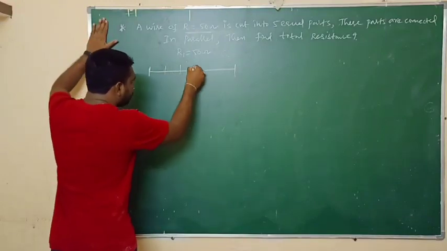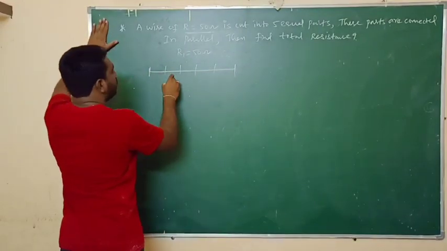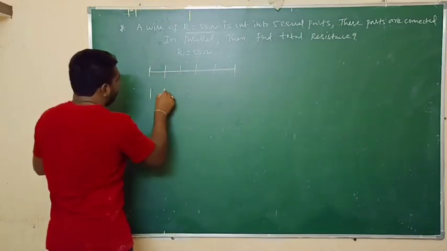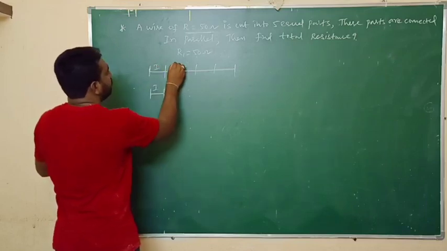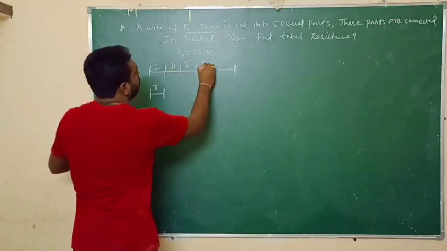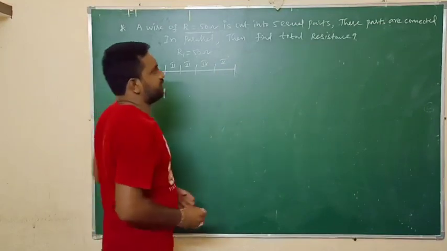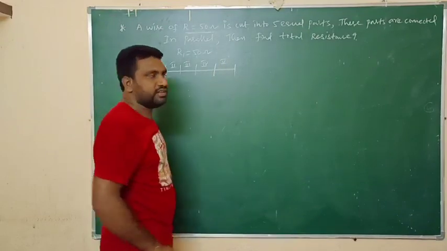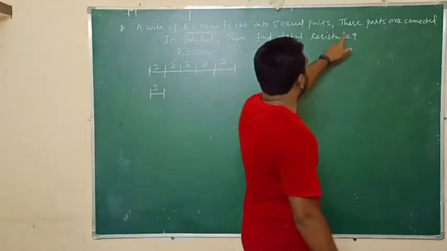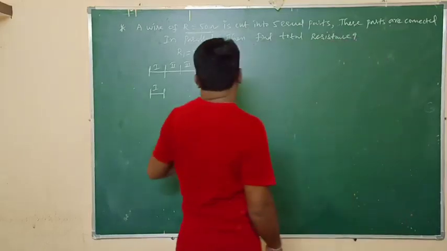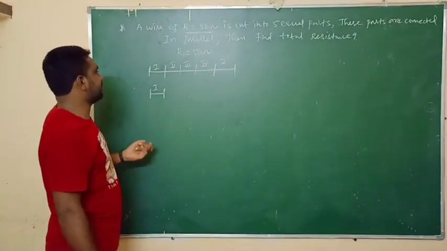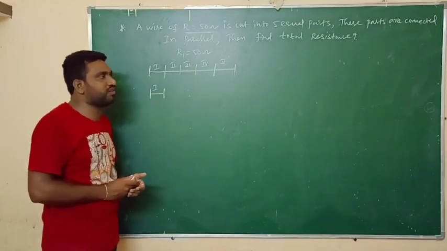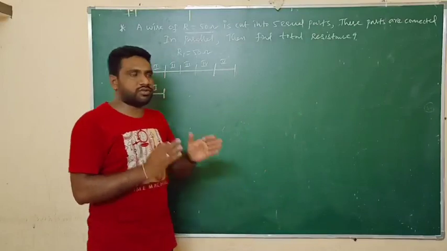Part 1, part 2, part 3, part 4, part 5. It is cut into 5 equal parts. So this is part 1, and I will consider 1, 2, 3, 4, 5. So it is made into 5 equal parts. The length is divided into 5 equal parts. Here again, these parts are connected in parallel. How many parts do we have? 5 parts. So these parts are now connected in parallel. After the parallel combination, we need to find the total resistance. So this is the question.